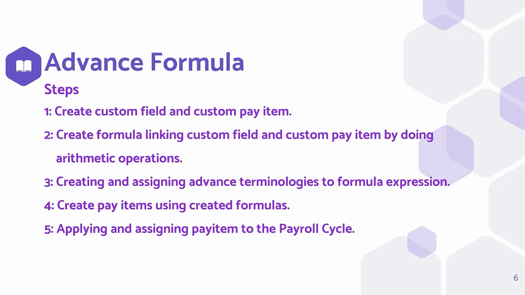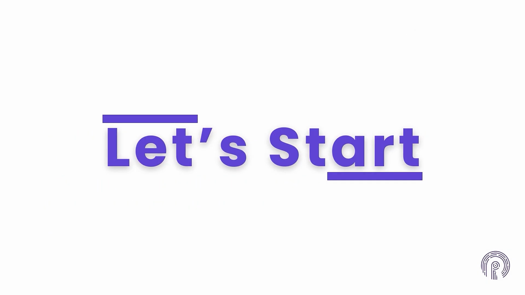Now, we are going to follow these steps. These are a full journey from creation and applying on payroll cycle. Step 1, create custom field and custom pay item. Step 2, create formula linking custom field and custom pay item by doing arithmetic operations. Step 3, creating and assigning advanced terminologies to formula expression. Step 4, create pay items using created formulas. Step 5, applying and assigning pay item to the payroll cycle. Let's get started and see how we can do this.